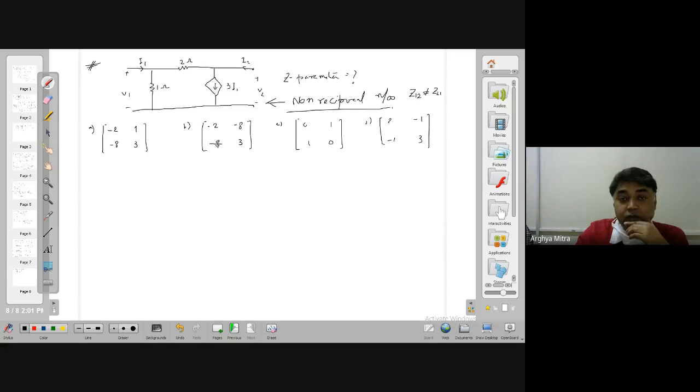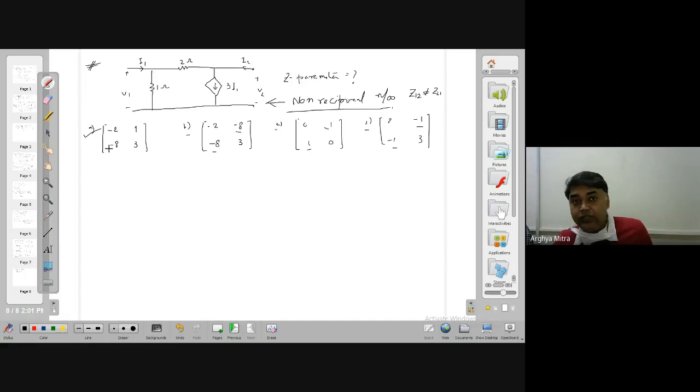But you see, in all the options except A, Z12 is equal to Z21. So my correct answer is A. You need not solve for it. Even if you want to solve, you can obviously solve for it.